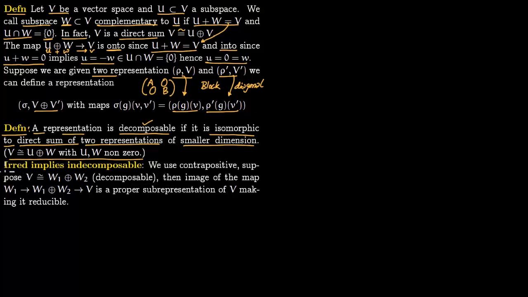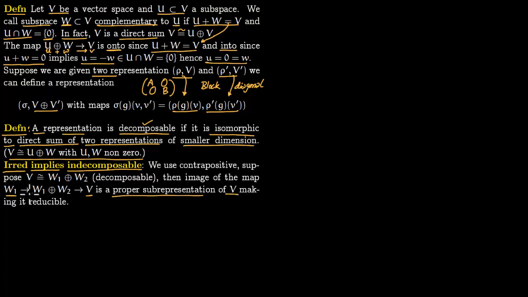The first result is that irreducible implies indecomposable. To prove this, we are going to use the contrapositive, that is, prove that decomposable implies reducible. So suppose V decomposes as W1 direct sum with W2. This is what decomposition looks like. Then you can take the image of the map from W1 into W1 direct sum W2 to V. Now W1 is non-trivial, so this is a proper sub-representation of V.